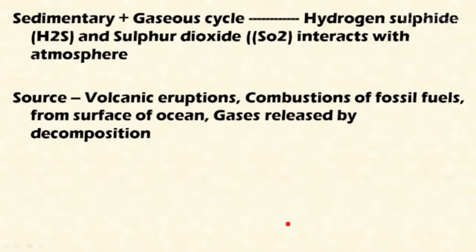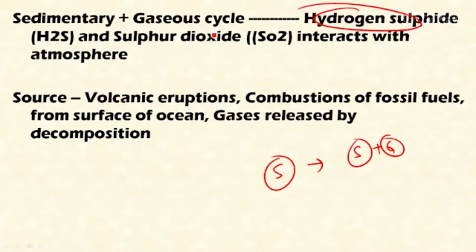The most important characteristic of the sulfur cycle here is that it acts both as a sedimentary cycle as well as a gaseous cycle. The hydrogen components like hydrogen sulfide H2S and sulfur dioxide SO2 also interact with the atmosphere along with the sedimentary cycle. So this is an important point: the sulfur cycle acts as both a sedimentary cycle and a gaseous cycle. Please remember.